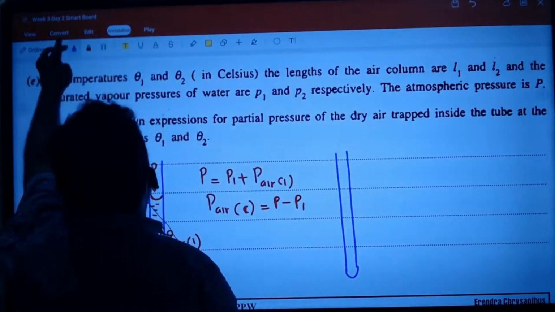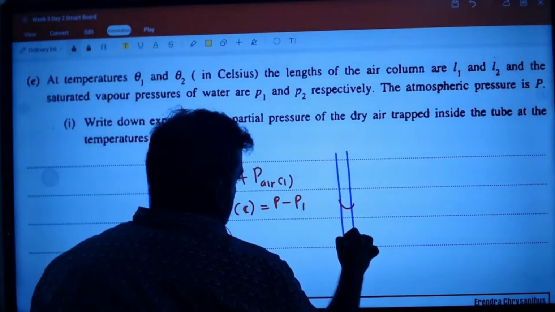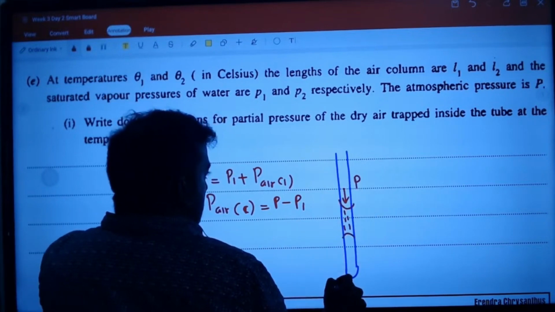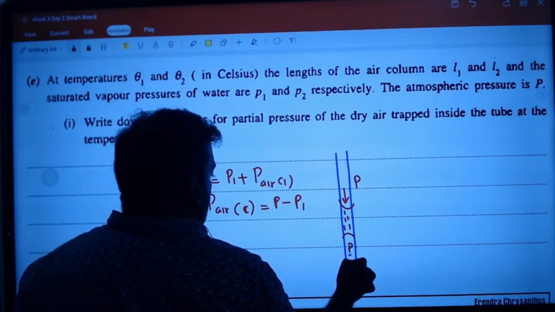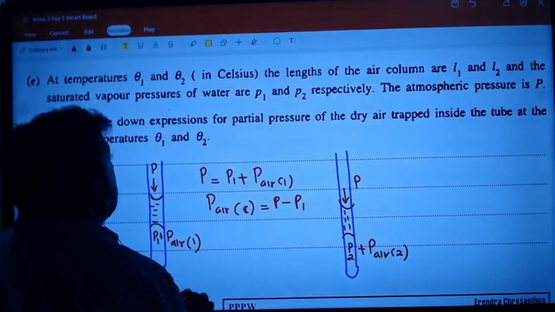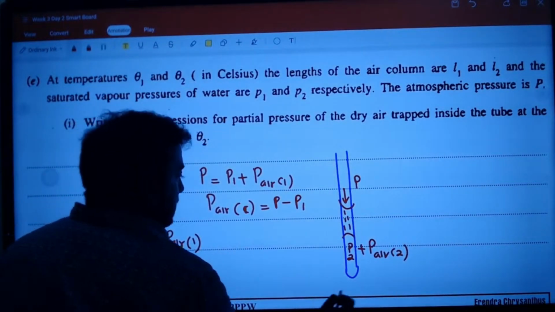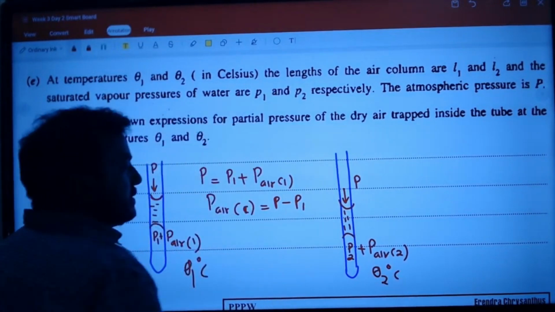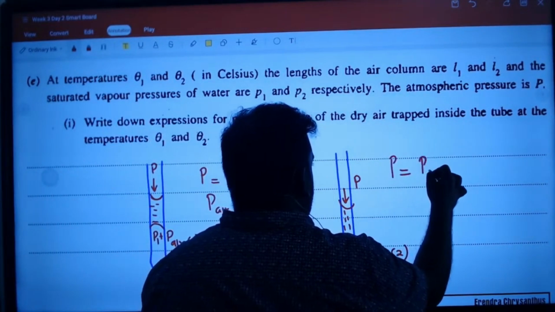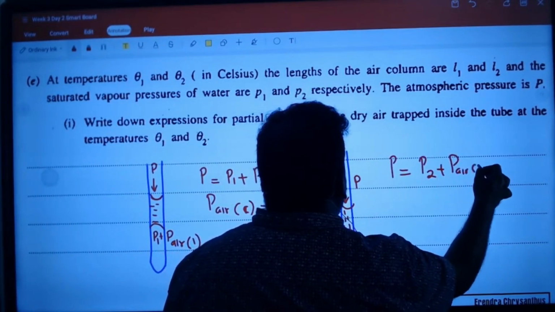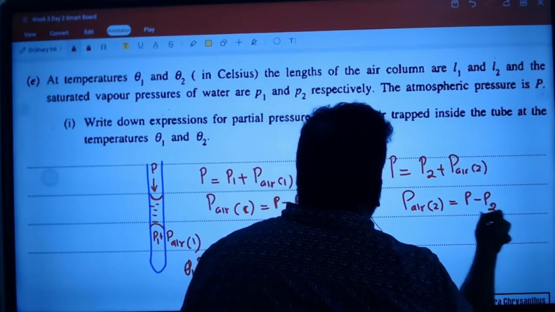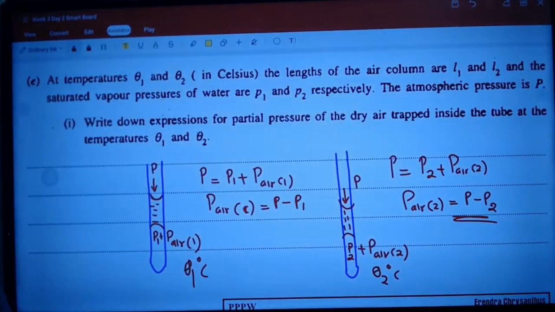Same way, the tube is there, let's say there is a water thread. Atmospheric pressure is P. Saturated vapor pressure is P2 plus air pressure at the second instant. Here temperature is theta 1 Celsius. Here temperature is theta 2 Celsius. The length is negligible, so we can say P is equal to P2 plus air pressure. Air pressure is P minus P2. There you go. It's P minus P1, and that is P minus P2.